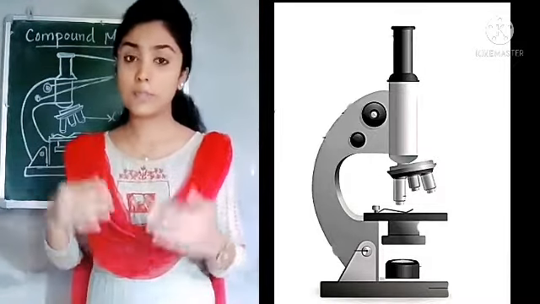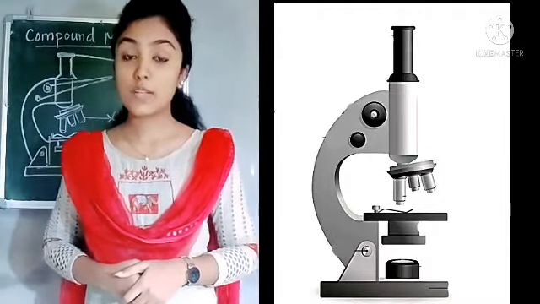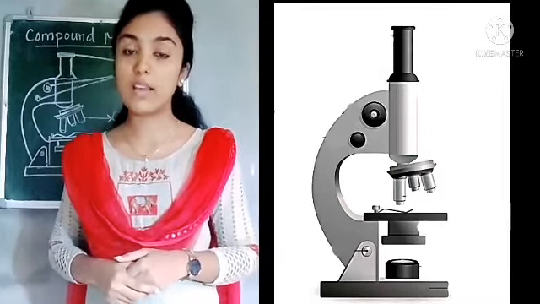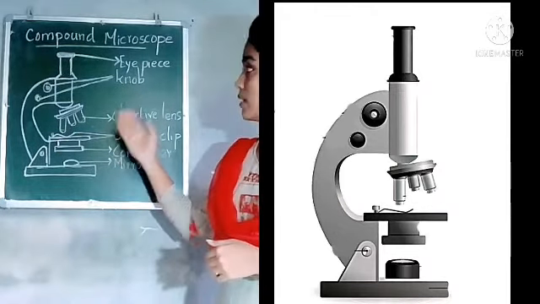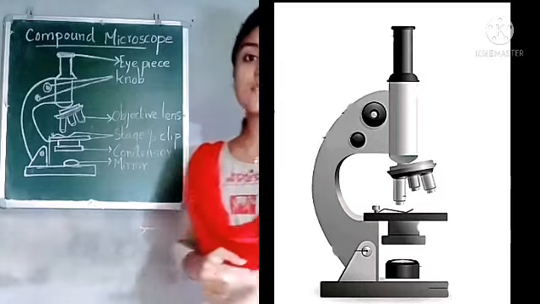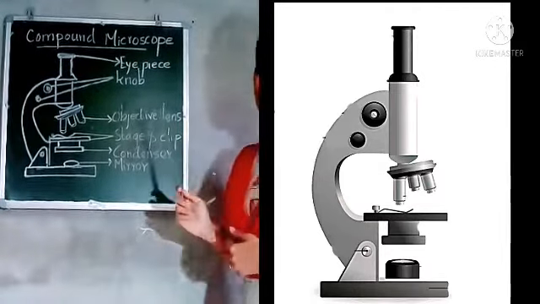Then, what is the speciality of a compound microscope? A microscope in which more than one lens is used is termed as compound microscope. So, in this microscope, you can see more than one lens is there. Now let us familiarize with the different parts of compound microscope.